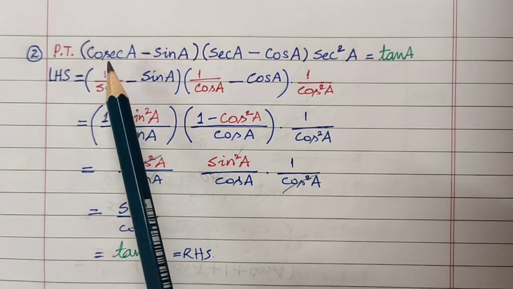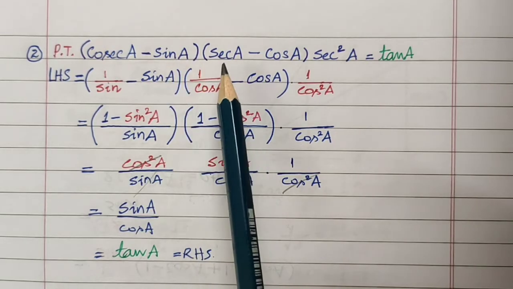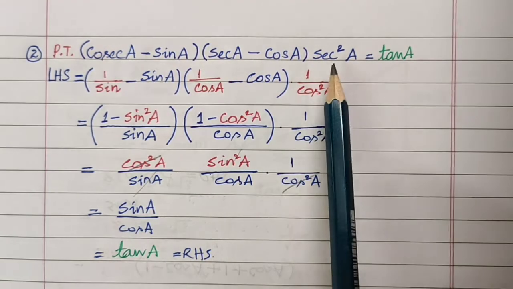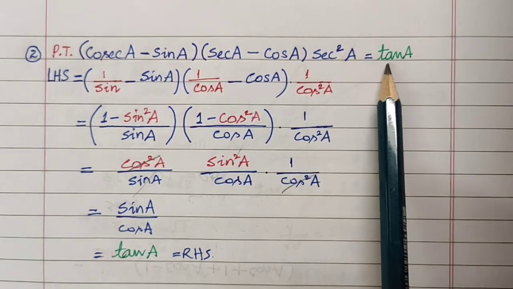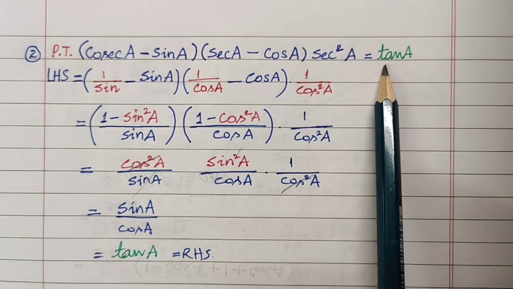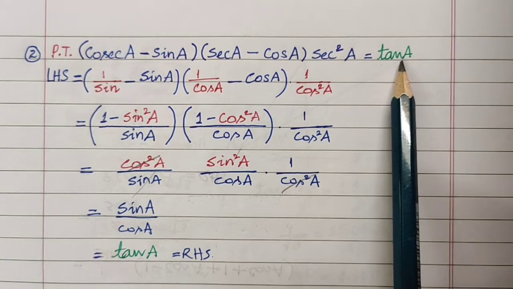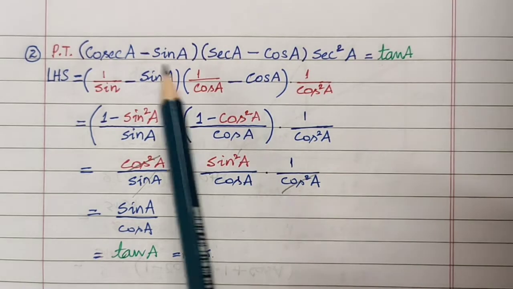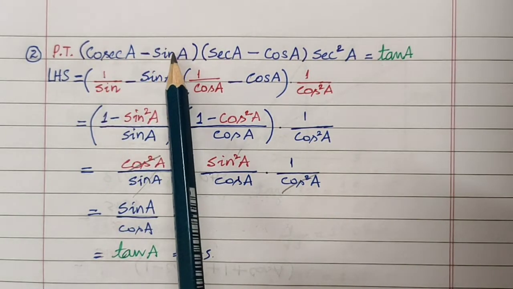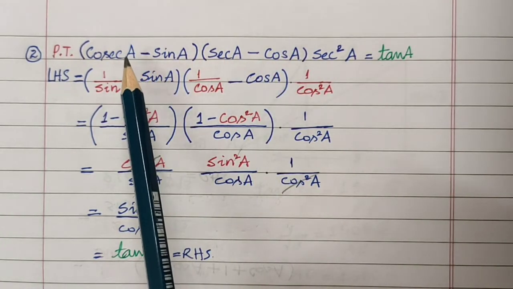Prove that cosecant A minus sin A, secant A minus cos A multiplied with secant square is equal to tan A. We need to prove that the right hand side is equal to tan A. Tan A is sin A divided by cos A. So whatever there is other than sin and cos, change it to sin and cos.